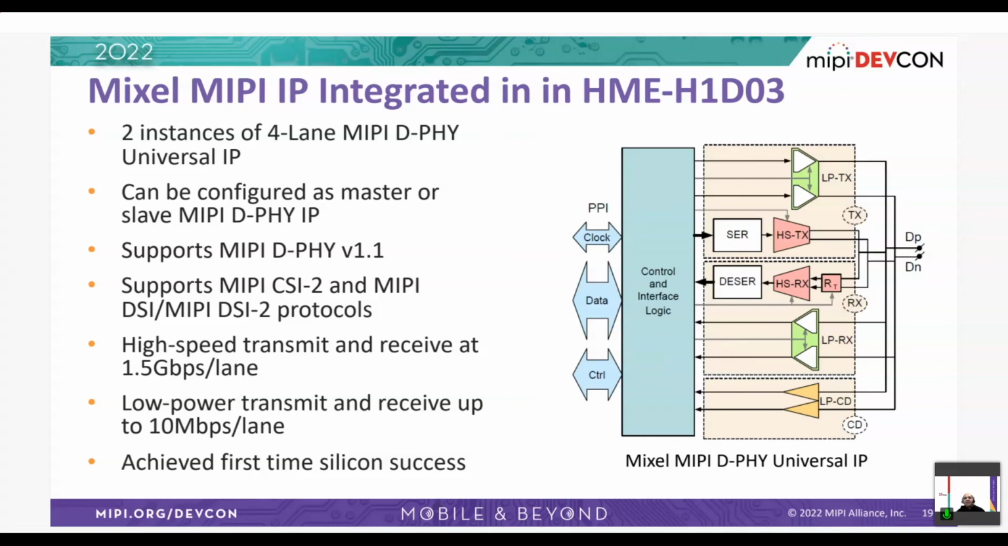Now let's take a look at Mixel's MIPI D-PHY integrated into H1D03 FPGA. It is a universal D-PHY IP supporting master and slave configurations, also supporting MIPI CSI and MIPI DSI protocols. 2 instances of Mixel D-PHY IP have been integrated into HME FPGA, 4 lanes each, achieving 1.5 gigabit per second per lane in high-speed mode and 10 megabit per second per lane in low-power mode. HME achieved first-time silicon success integrating the 2 D-PHY instances.